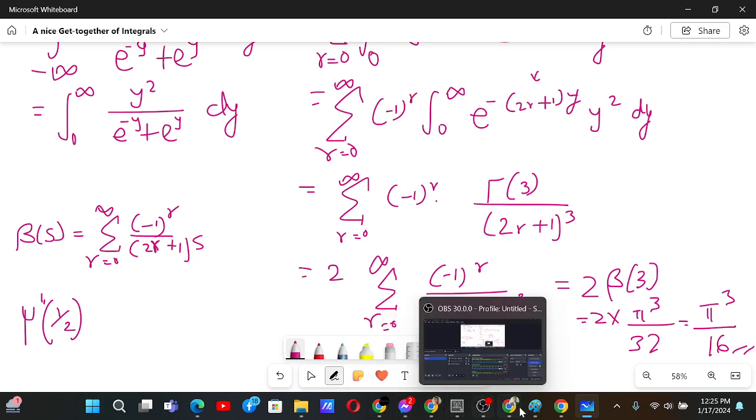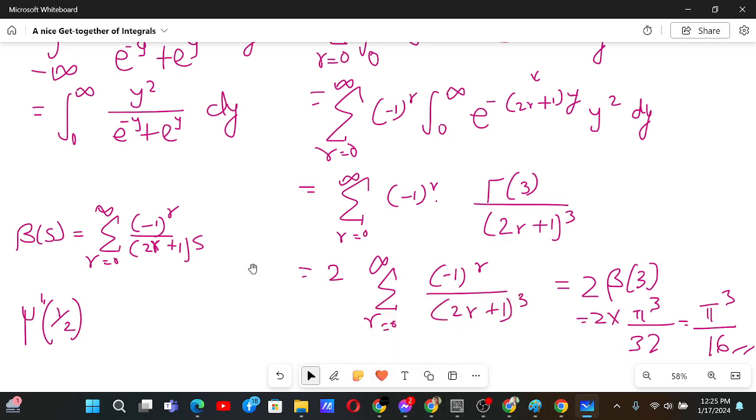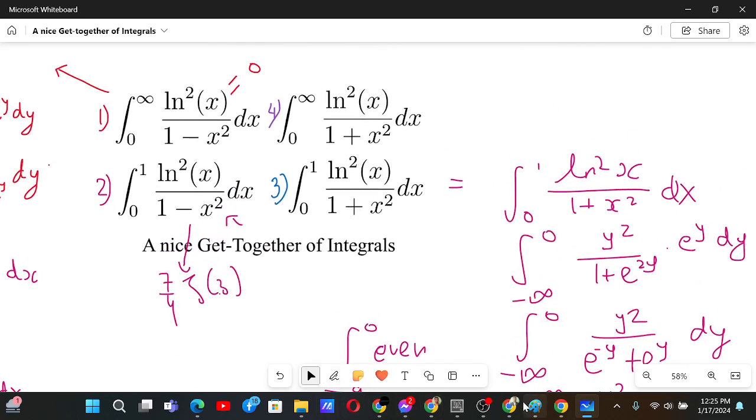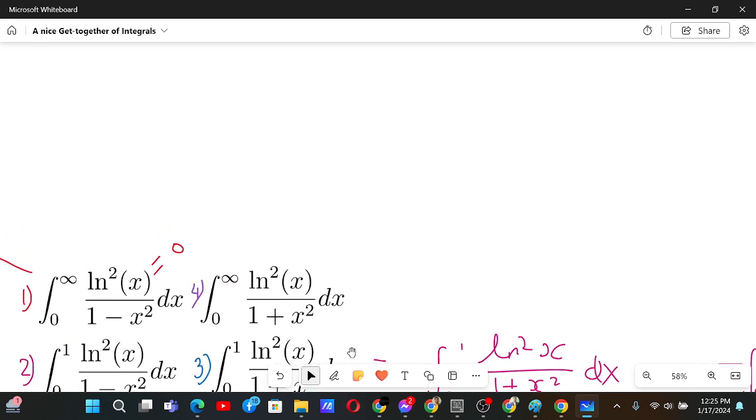So we solve this problem as well. This is pi cube by 16. And the answers are pretty nice, you know. This is in terms of zeta, and this is in terms of pi. Pi cube by 16. Now you might notice here something. Yeah, this integral, I will see it in the fourth one itself. Let me not be so excited.